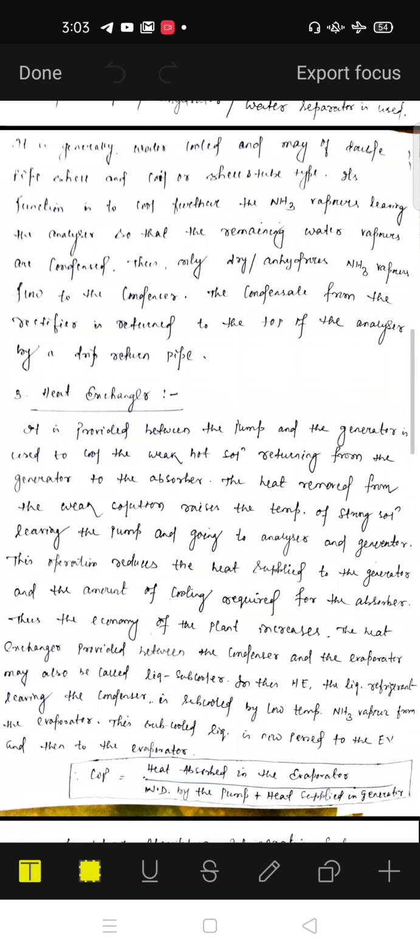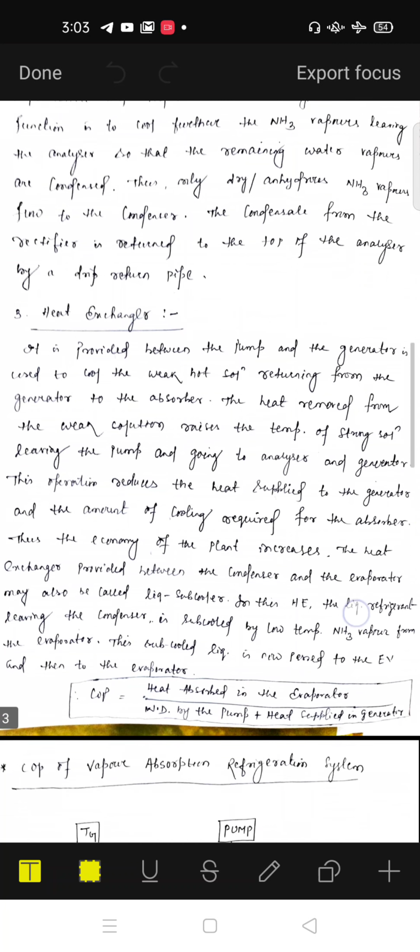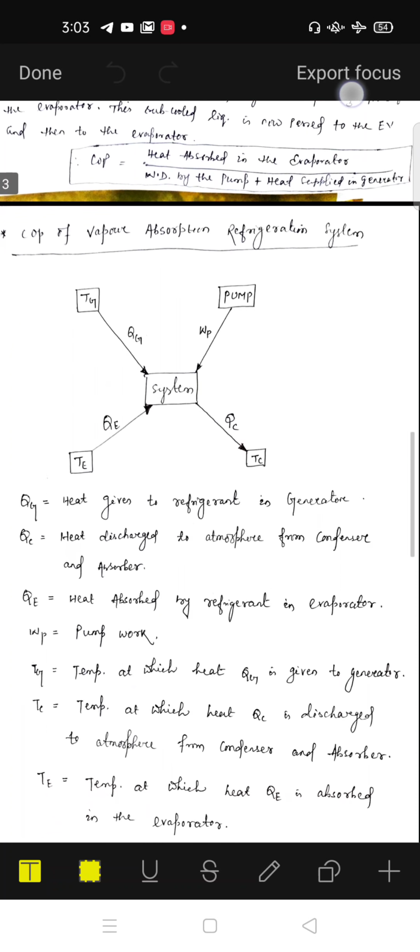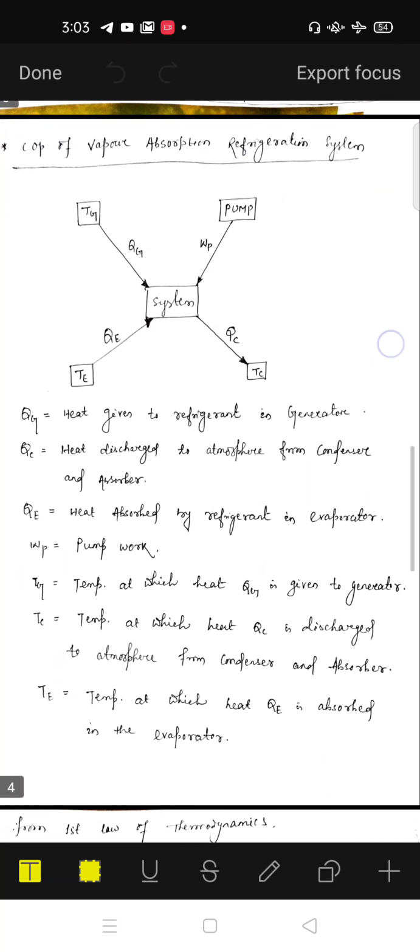So what is the COP of the system? COP will be calculated as the heat absorbed in the evaporator to the work done by the pump and heat supplied in the generator. Okay, so you will derive the COP. Look here. The heading is COP of vapor absorption refrigeration system.